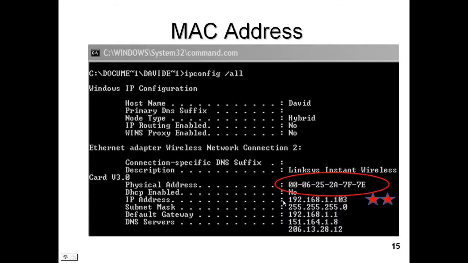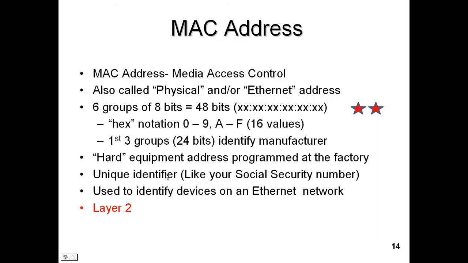Here you see what is circled when I did an ipconfig /all on my computer, and my MAC address comes up as 0006252877F7E. And notice it says it's a Linksys Instant Wireless card, because whether it's wired or wireless, if it's Wi-Fi or Ethernet, we've got MAC addresses. Remember that now. Now, the MAC addresses are put on at the factory when a manufacturer makes products.